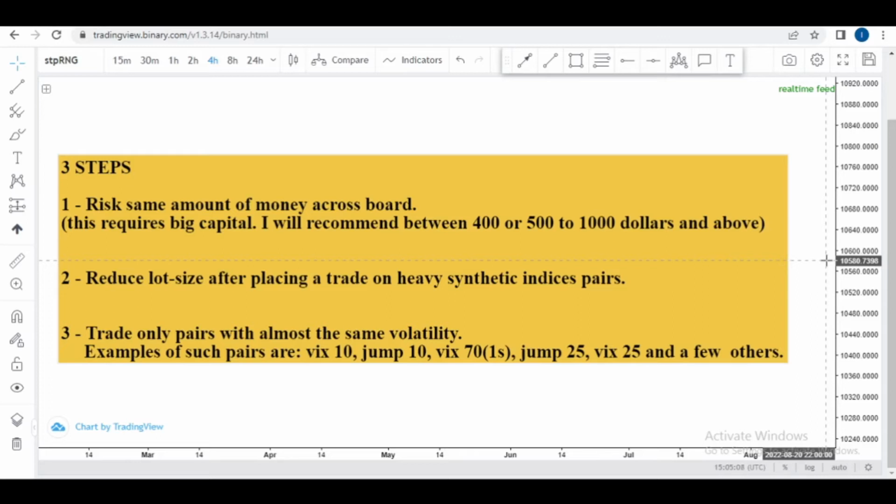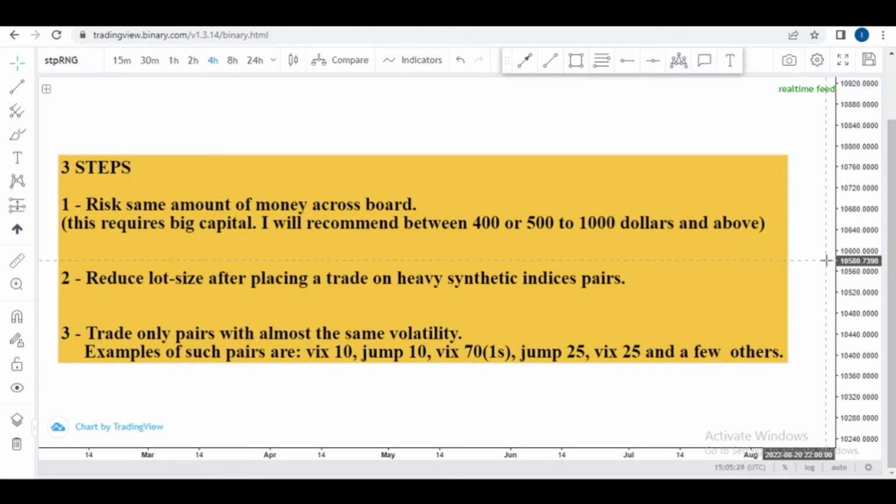At least if you are a beginner and you still have this kind of struggles, you don't have to struggle anymore if you watch this video to the end. Now I'm going to talk about 3 steps which you can use to tackle this kind of challenges. And number 1 is risk the same amount of money across the board.